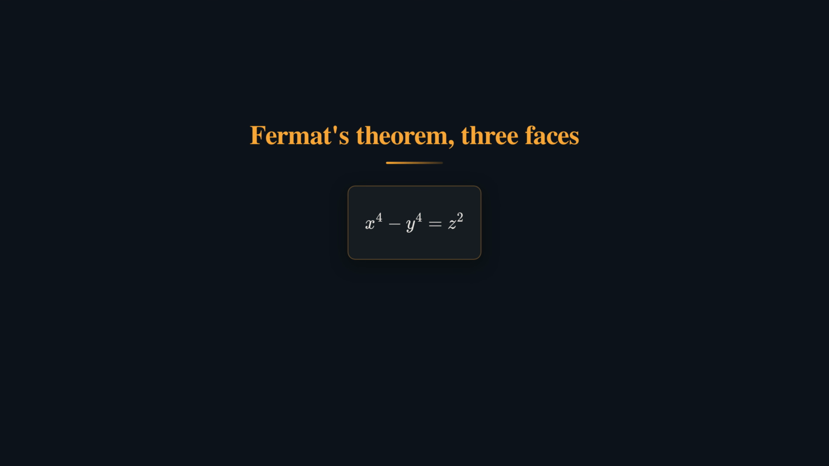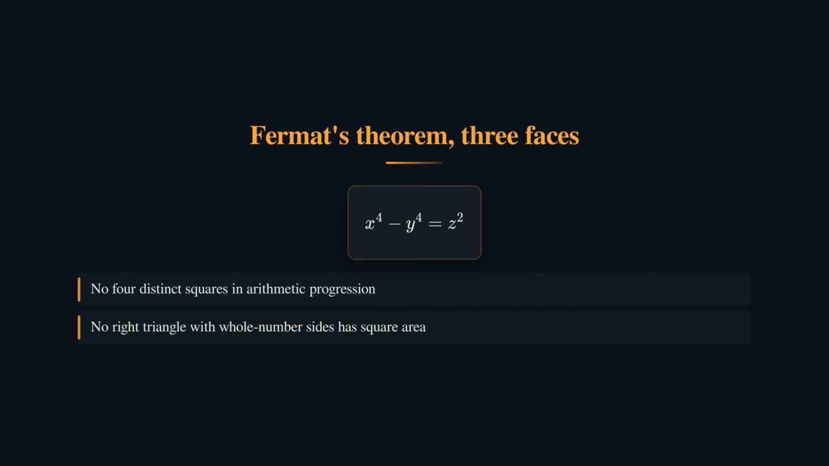The general result is Fermat's, and it wears 3 different faces. First face, x to the 4th minus y to the 4th equals z squared with no solution in non-zero integers. Second face, there are no 4 distinct squares in arithmetic progression. That is exactly the statement we could not reach. Third face, no right triangle with whole number sides has an area that is a perfect square. That one is known as Fermat's right triangle theorem. The equivalences between the 3 are classical, and we are citing them rather than deriving them. Each reduction is a lecture in itself.